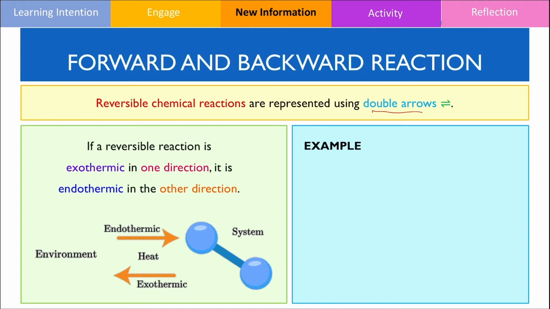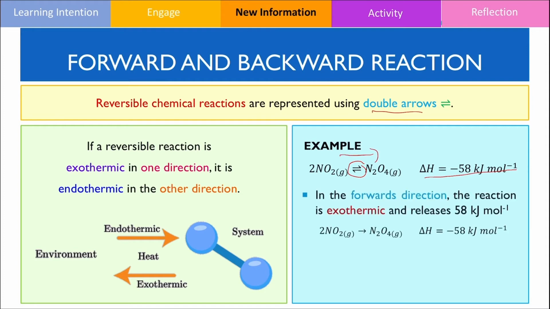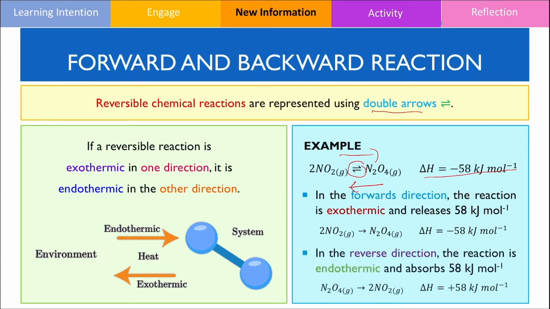Let's look at an example. In this particular thermochemical equation, we know that this is a reversible reaction because double arrows are used. Based on the enthalpy change, we know that this is going to be exothermic because it's a negative value. Hence, we can say that in the forwards direction, the reaction is exothermic and releases 58 kilojoules per mole. In the reverse or backwards direction, N2O4 can be converted back into NO2, and this reaction will be opposite in nature compared to the forwards direction. Hence, it will be endothermic and absorb 58 kilojoules per mole. Notice that the change in enthalpy is the same, but the signs are different for the forwards and backwards reaction.